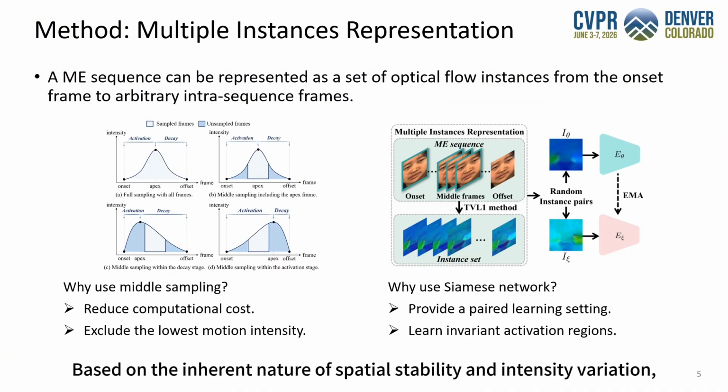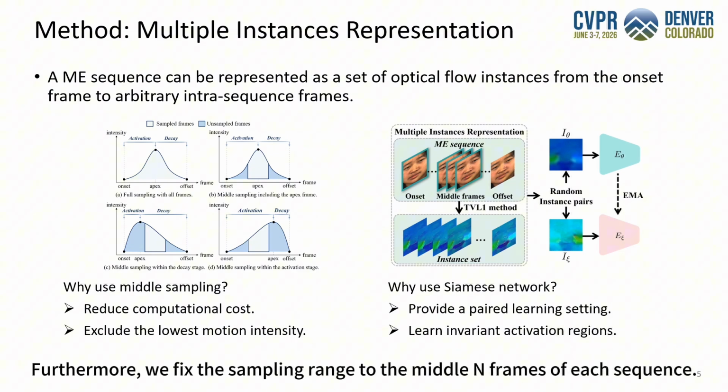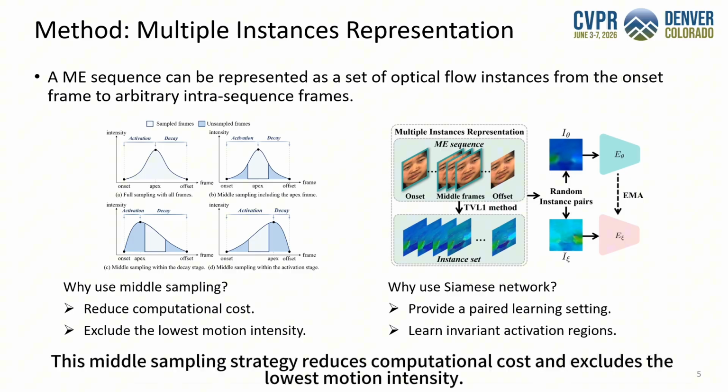Based on the inherent nature of spatial stability and intensity variation, the ME sequence can be represented as a set of optical flow instances from the onset frame to arbitrary intrasequence frames. Furthermore, we fix the sampling range to the middle end frames of each sequence. This middle sampling strategy reduces computational cost and excludes the lowest motion intensity.